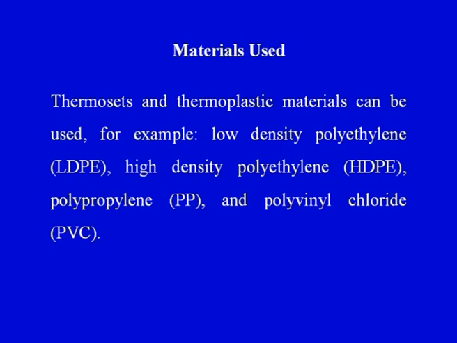Now, what are the materials that can be used as the raw material in case of rotational molding? Thermosets and thermoplastic materials can be used. For example, low density polyethylene LDPE, high density polyethylene HDPE, polypropylene, polyvinyl chloride. So, these are some of the examples of the materials which can be used as the raw material in case of rotational molding process.